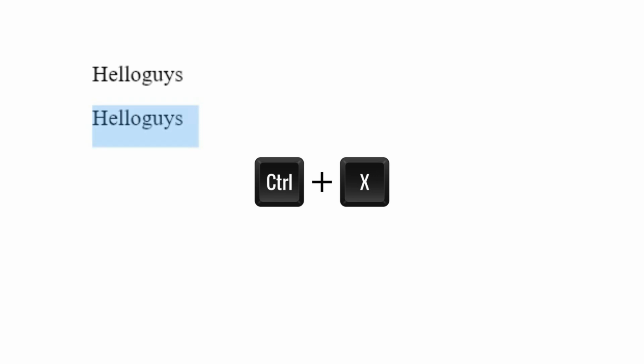Key 3. Control plus X. This command cuts the selected text, file, or folder, meaning it removes it from the original location and copies it, ready to be pasted elsewhere. Just highlight the text and press Control plus X.